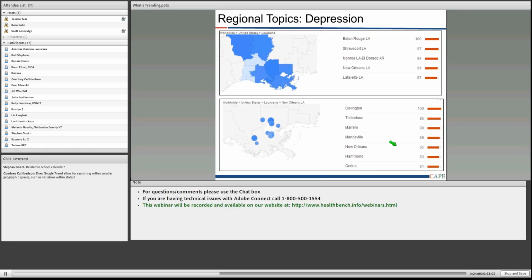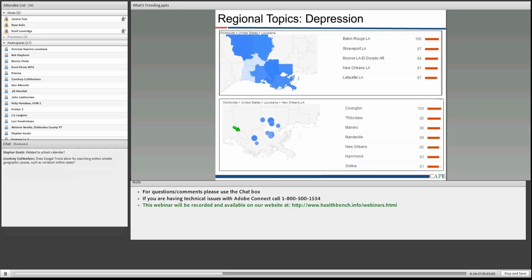And so New Orleans is not the area with the highest amount of volume of search terms for depression, but it's still fairly up there, and we're probably not surprised because it's an urban area. But I would just remind people once again that if a certain area doesn't have a high enough volume of data, Google might not show you anything.